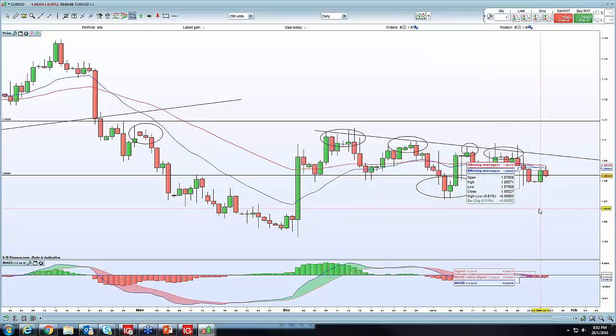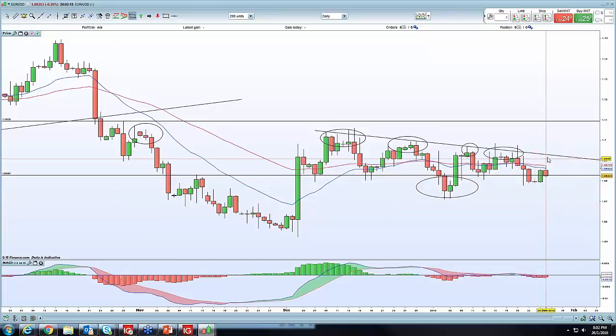I don't want to do anything right now because for all you know, it might make another test of this 109 level. So I prefer to let it break at least this level here and then pull back down. This is a trade plan for euro dollar. If not, I'm not going to touch it for the next few days unless this happens.